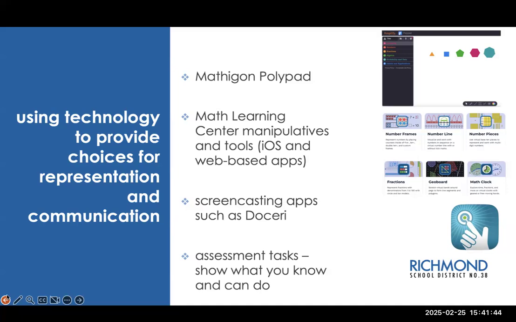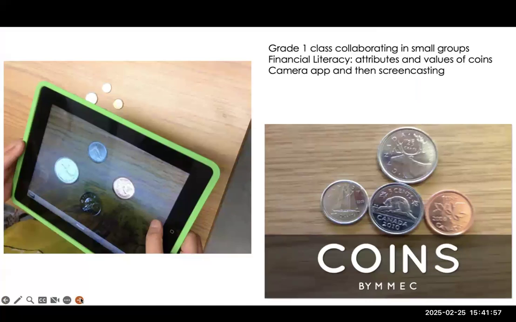And I'm going to share an example of a screencasting example around sort of summative assessment as one choice that you might provide for students to show what they've learned. So we'll share some examples of that. These are some examples from a grade 1 class. And again, how they were using an iPad.